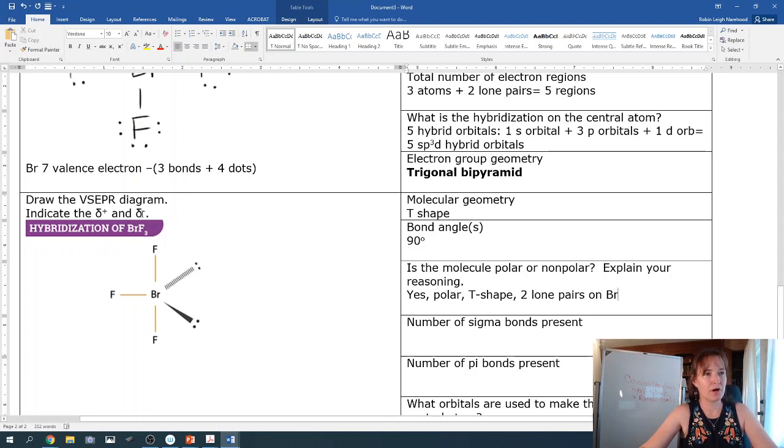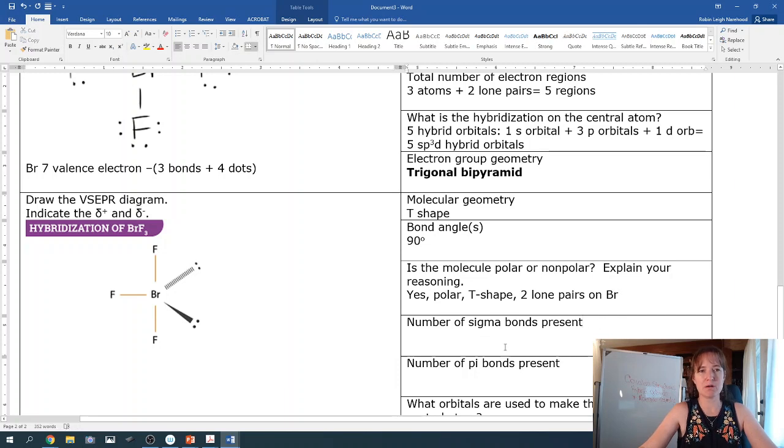If we put the partial positive and negatives on this, the little partial negative charge should go on the fluorine. So there should be one right here, right here, and on this fluorine, and there should be a partial positive on the bromine. Fluorine is the most electronegative atom there is. If it is polar, it will have partial charges. So partial negative on every fluorine, partial positive on bromine.